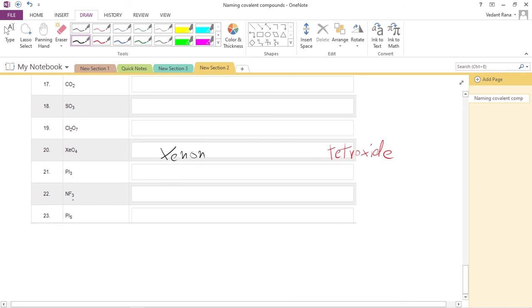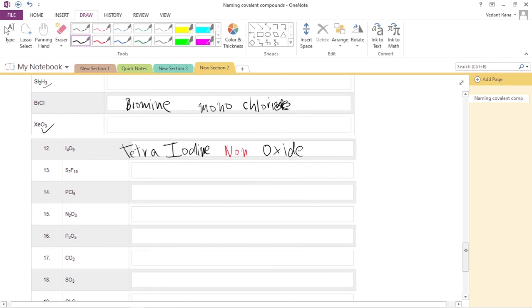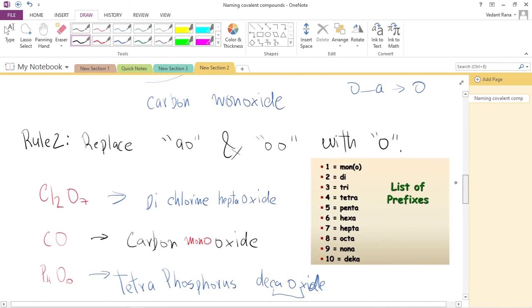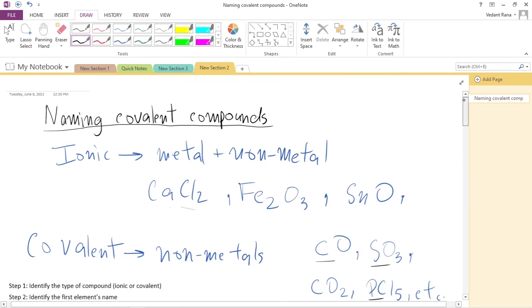This would be nitrogen trifluoride, this would be phosphorus pentaiodide, dichlorine heptoxide, sulfur trioxide, carbon dioxide. So these do become pretty simple after you practice a lot.